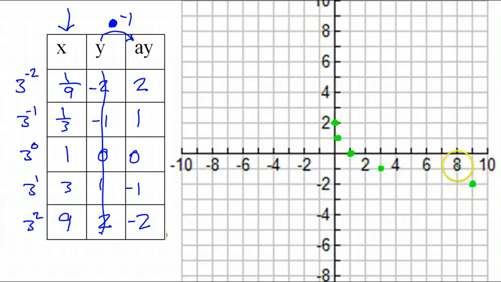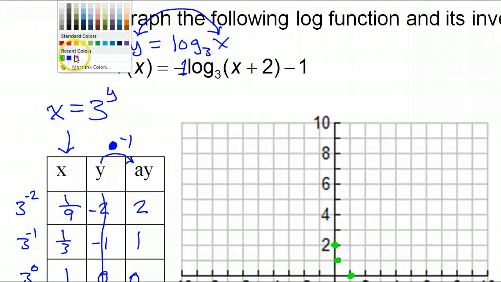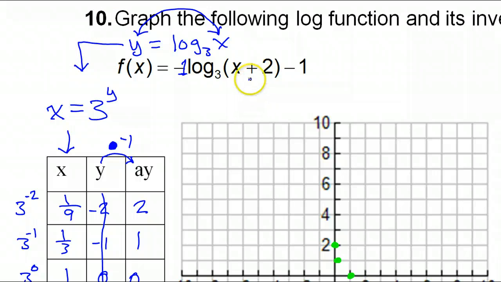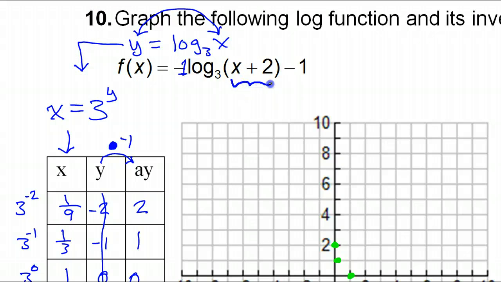Do not connect them. But the reason why they are not the final answer is because we have not done the shifting yet. Okay? This +2 right here is going to send us, you know what, let me make it over here. So the original graph has the following shifts. Because of this, I'm going to be going left 2.